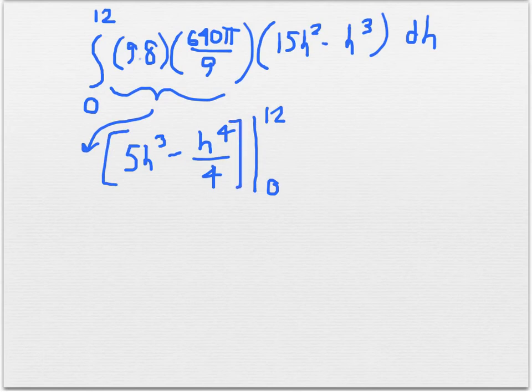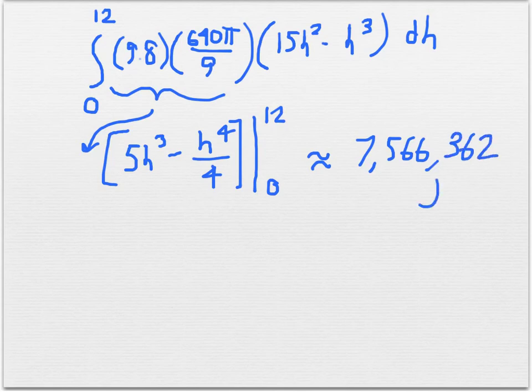Because I'm rapidly running out of time, I'm just going to tell you that this is approximately equal to 7,566,362 joules, which is that total amount of work that needs to be done in order to pump all of that water out of that inverted cone.